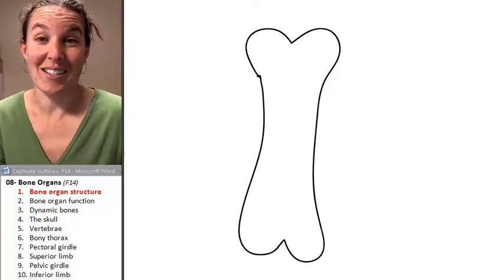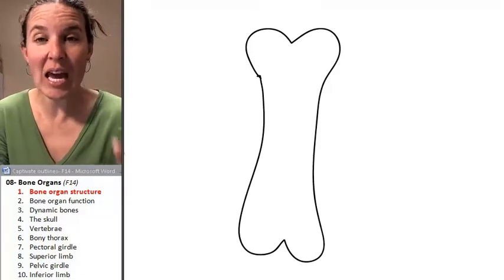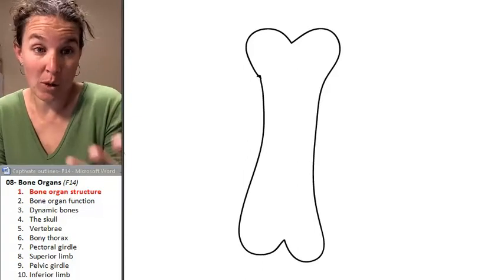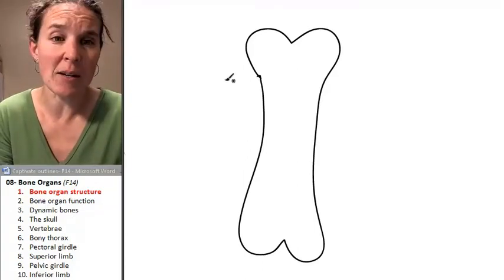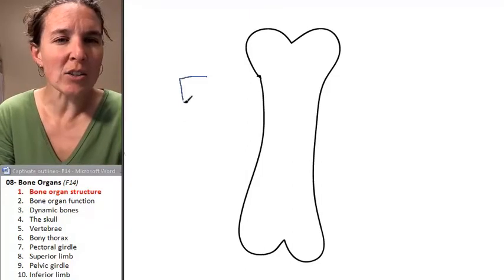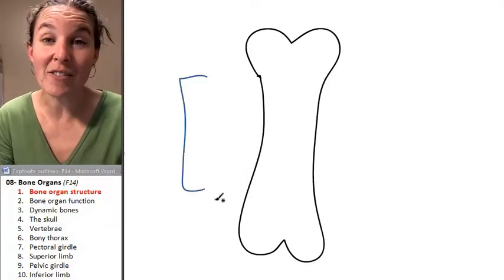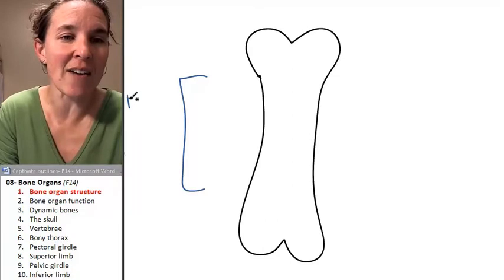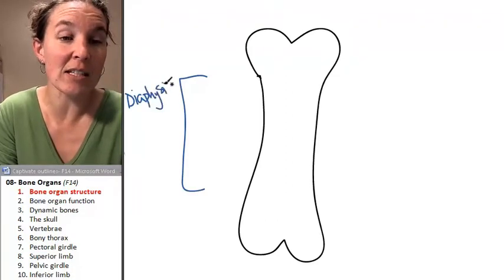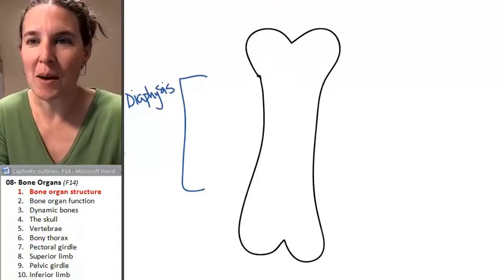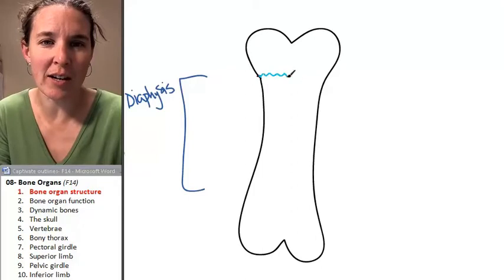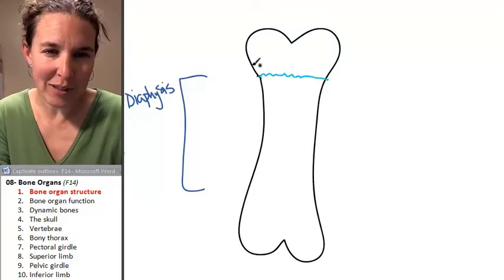Of course, there are specific areas of a long bone, which is what I've drawn for you here, and we're going to label those areas. First of all, the long, straight shaft of a bone is called the diaphysis. Diaphysis. Then there is an epiphyseal plate.